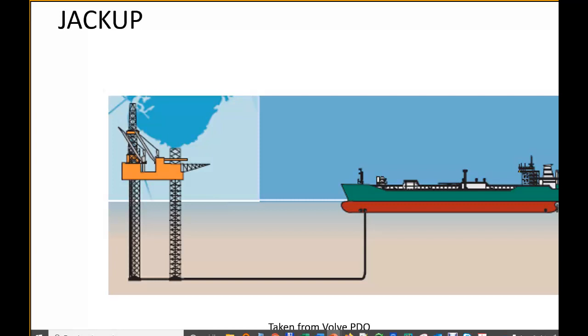This image is taken from the PDO, and it's saying that, because they knew they were going to produce for a relatively short time, instead of using a jacket they decided to use this jack-up. With a jack-up, the legs come down, it's initially floating, the legs sink into the ground, and then the platform starts going up and separates from the sea level.